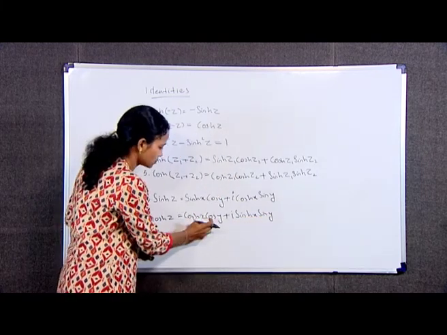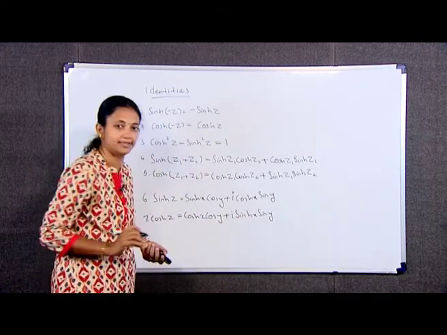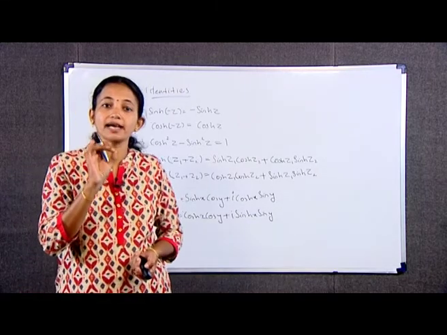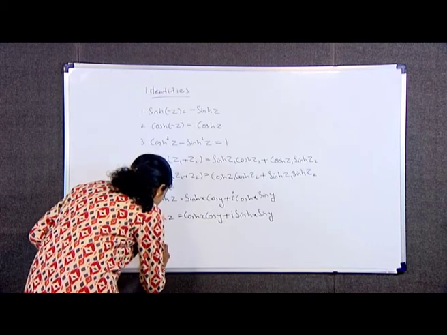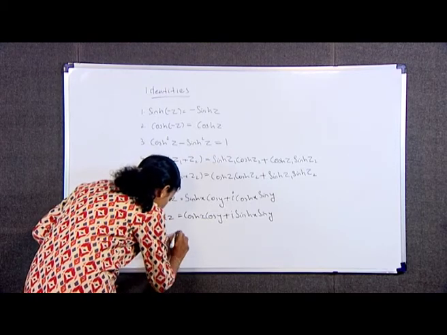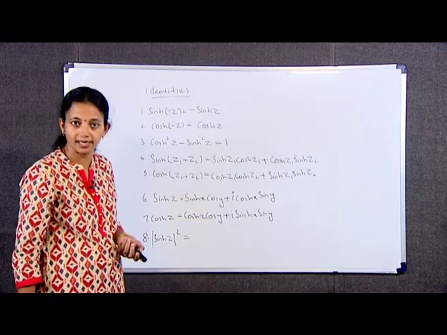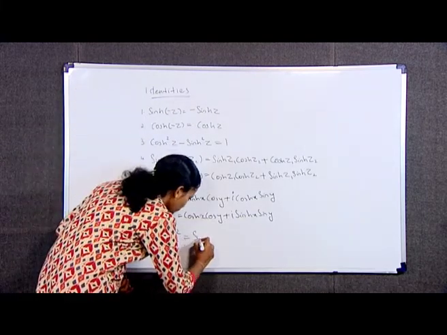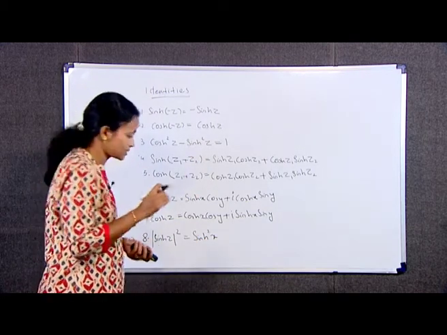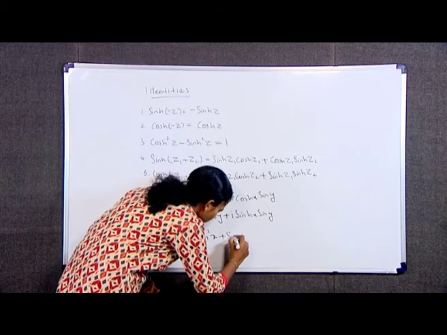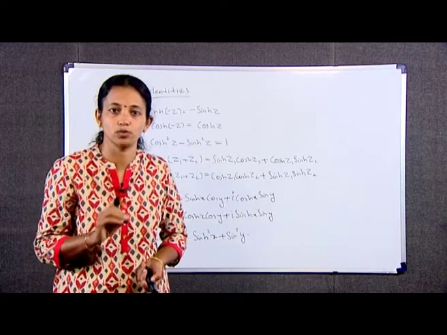Here we have cos terms only, here we have sin terms only. Eighth identity: modulus of sinh z whole squared. That is modulus of sinh z whole square, which I can write as sinh square x plus sin square y.